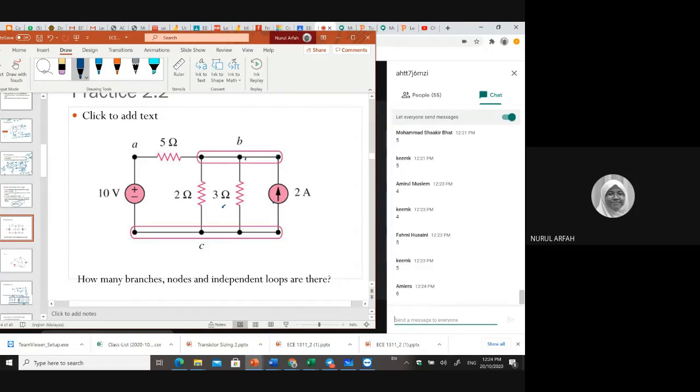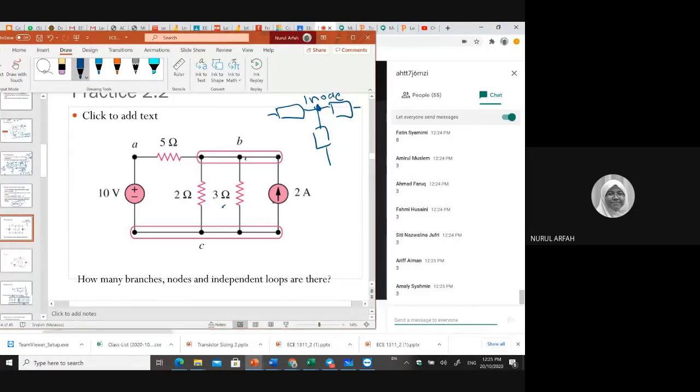Okay, some say 6. Anyone else? 8. Okay. Go back to your definition of nodes. If you have 2 or more branches connected at a single point, then you will have 1 node. Okay, 1 node. Now everyone changed to 3.